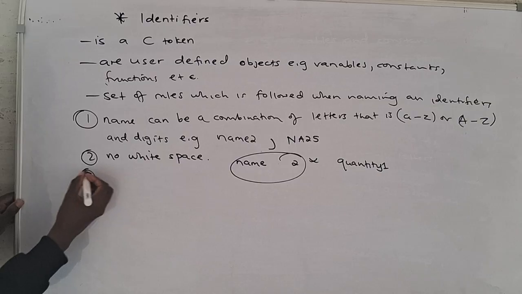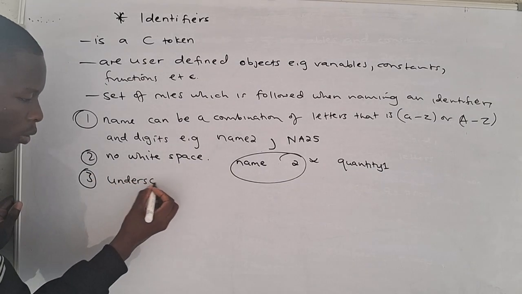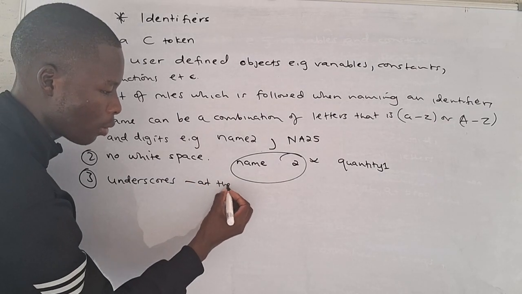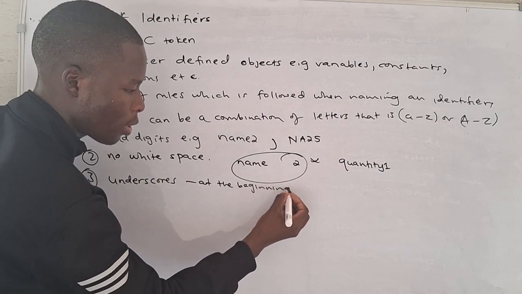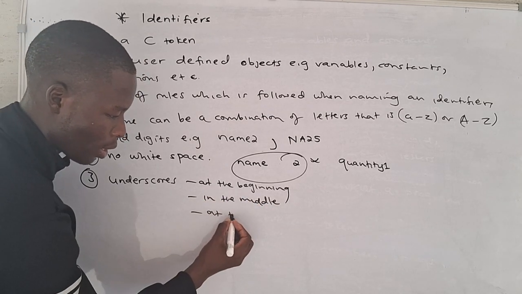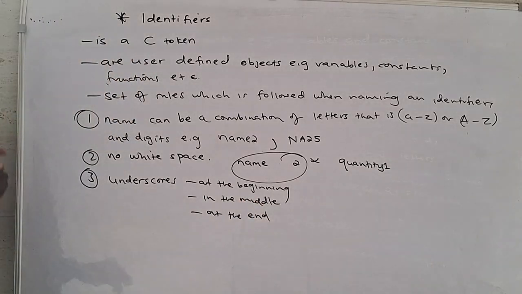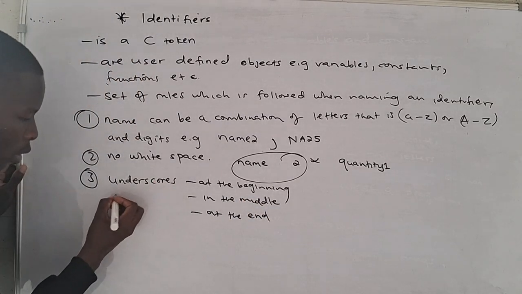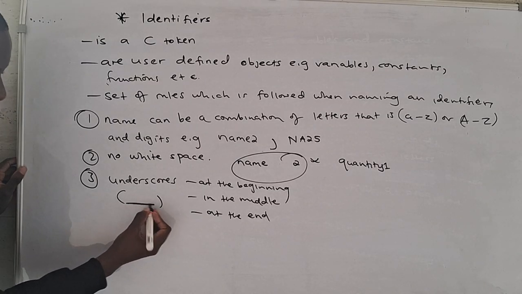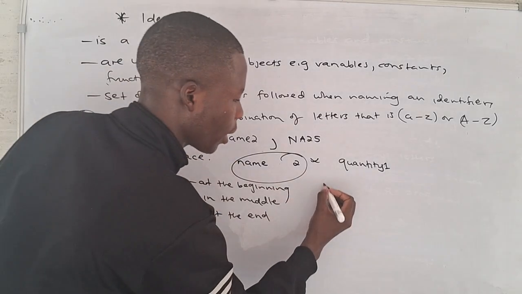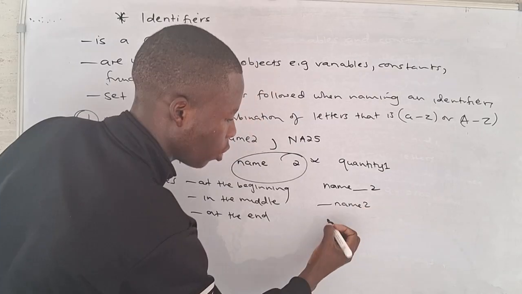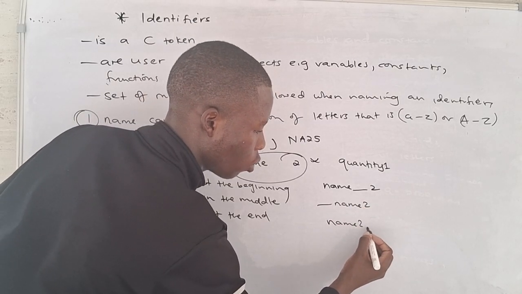You can make use of what we call an underscore. You can place this at the beginning, you can also place this in the middle, and you can place this at the end of the name of the identifier. I'm sure you all know what an underscore is. This symbol on your keyboard, the long horizontal line, is what we call an underscore. For example, you can write name_2, _name2, or name2_.